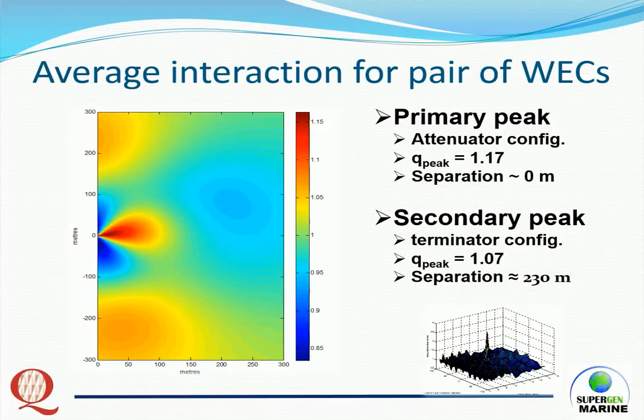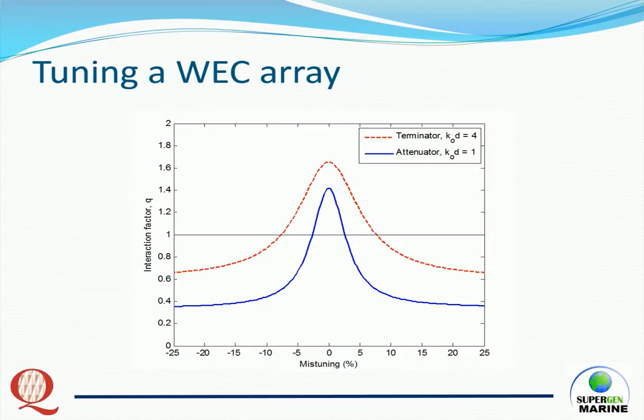We then want to look at the tuning necessity of an array. A lot of arrays assume you can control the system perfectly, and the question is, if you were slightly out in terms of your expectation of what the frequency of the incident wave was, or your separation distance, how critical is that?